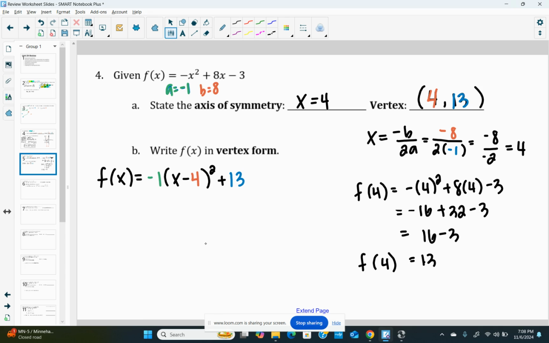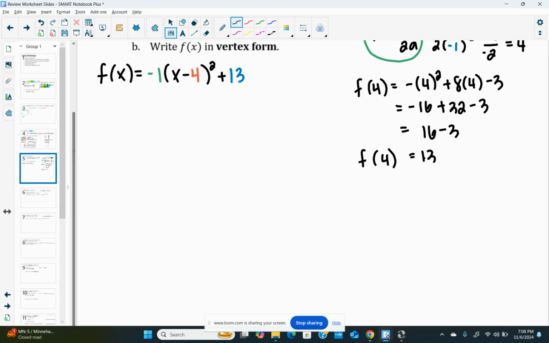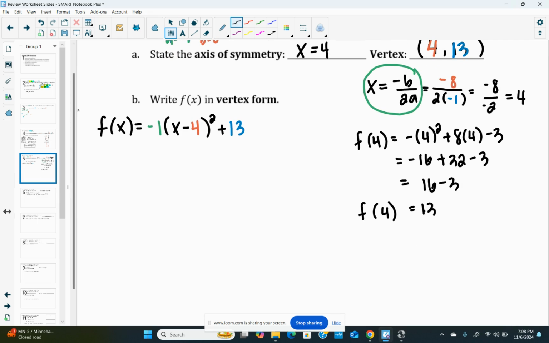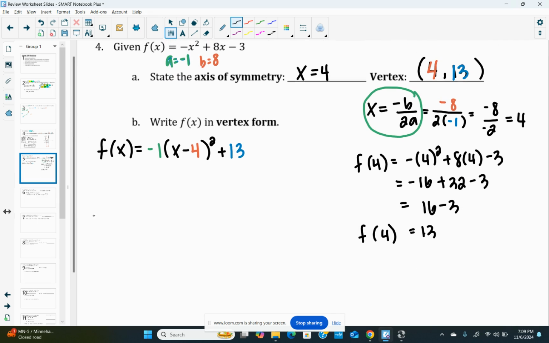So that's one way to find vertex form, to actually use this formula to find the axis of symmetry and then plug it in. The other way you can do this is by completing the square. So if you don't like the way I just did it, you can do it this way. Also, if you don't like completing the square, you don't have to do it this way. Okay, so this is just another way.